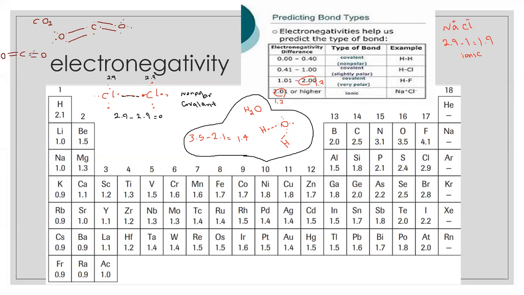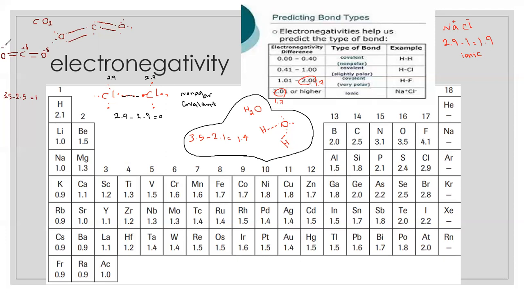Is the bond between C and O polar? Look at C: C is 2.5 and oxygen is 3.5. So 3.5 minus 2.5 is equal to 1. You see the 1 is covalent, slightly polar, so it's a polar one. So it would be partial positive here because the oxygen is more electronegative. Electrons want to spend more time around oxygen.